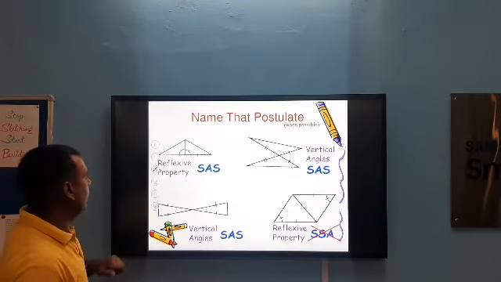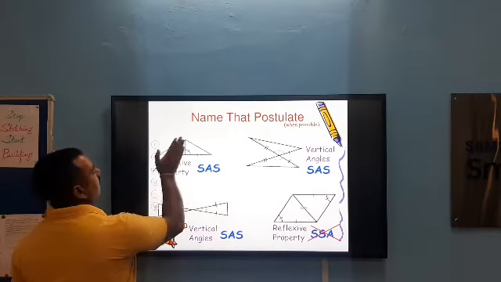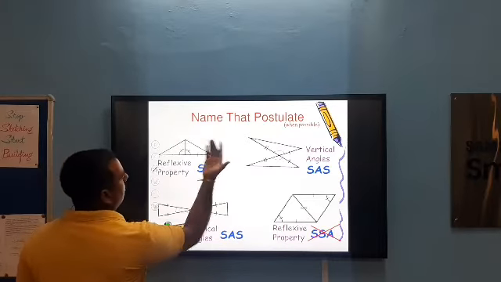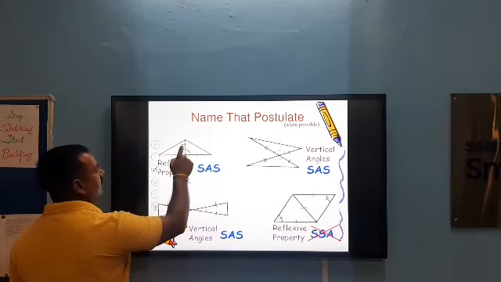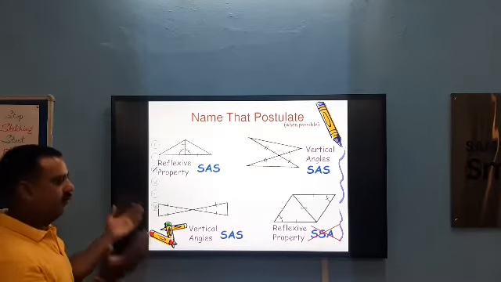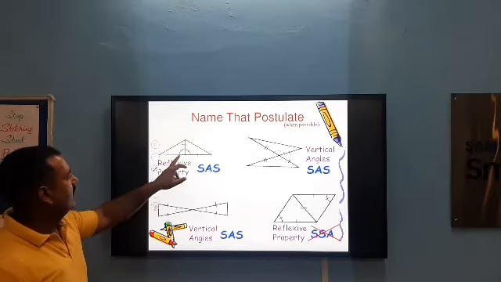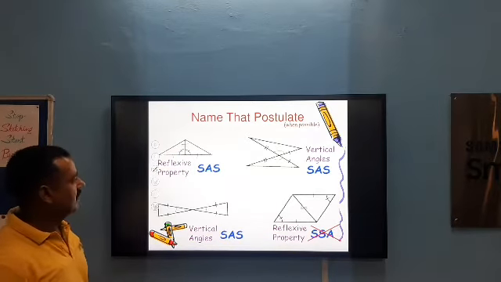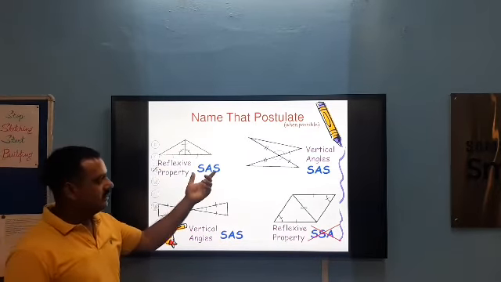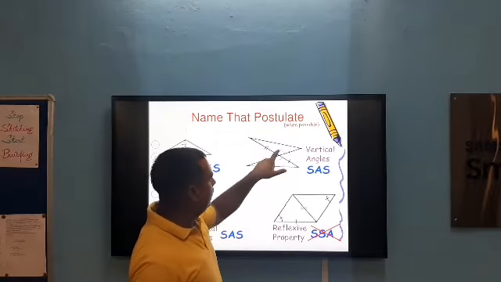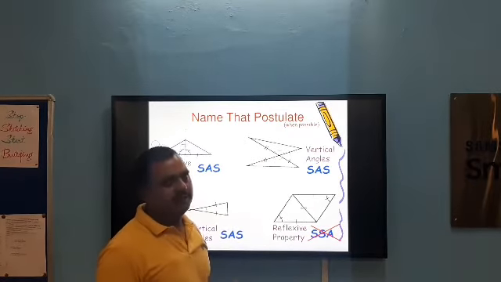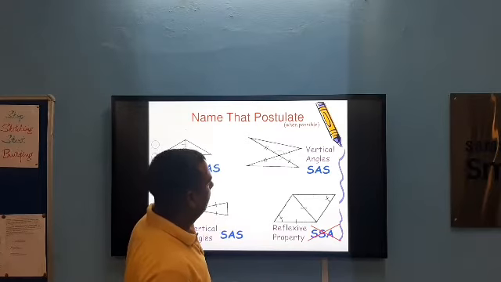In this diagram, reflexive property means this triangle is reflexive to another triangle. Here one side is common, so the common side is in both triangles, so equal. So we can take these two sides as equal and these angles are equal, so the criterion is SAS. In this diagram, we take these angles as vertically opposite angles.